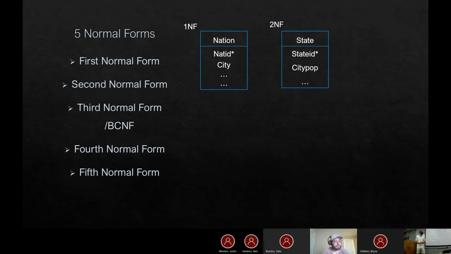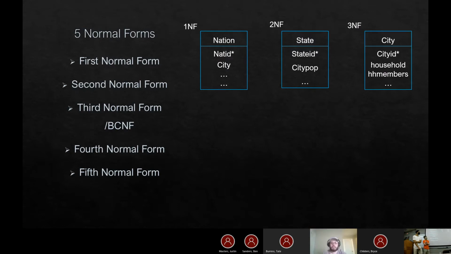And then the state entity is the second normal form. City population won't necessarily be an attribute of state ID, because the attributes have to be dependent on the primary key for the entity. So city population would belong in, say, the city entity. The third normal form states that the attributes must be reliant on the primary key and can't be inversely dependent on the key.